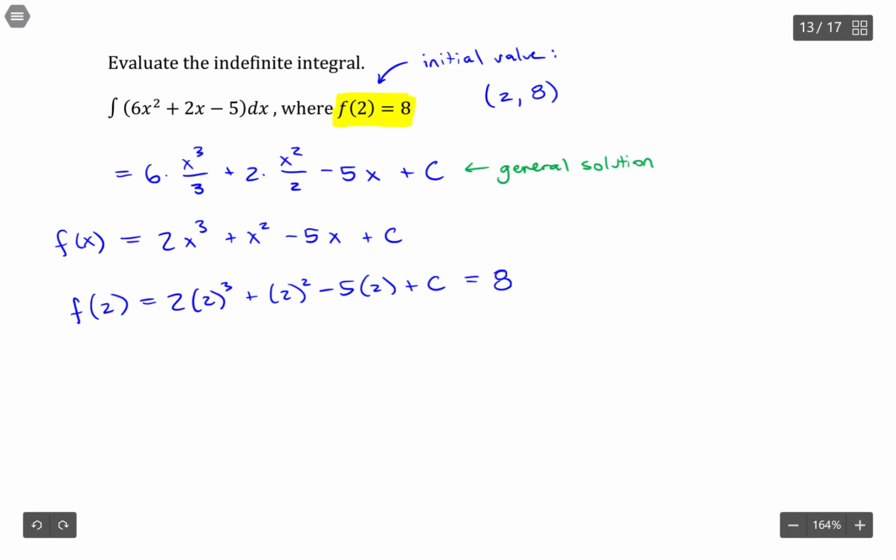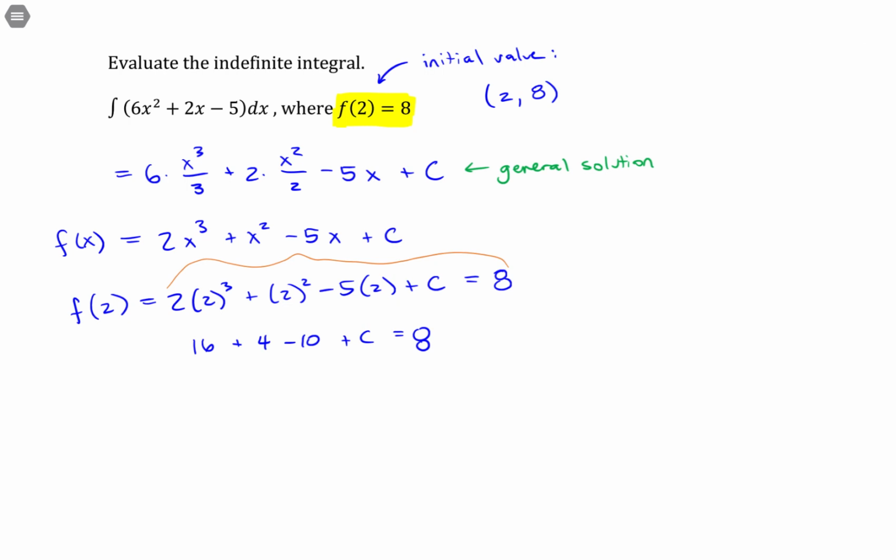That's what our initial value tells us. So the only thing left in this equation right here, so from this part over to here, is one variable, c. Let's solve for it. So 2 cubed is 8, times 2 more is 16, plus 4 minus 10 plus c equals 8. And 16 and 4 is 20, minus 10 would be 10 plus c equals 8. Now if I subtract 10 from both sides, c equals negative 2.